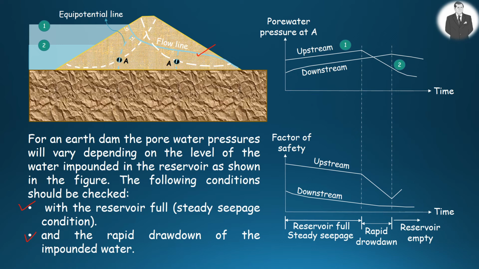Notice that the figure shows pore pressure increases at point A on both sides, and the second figure shows the corresponding factor of safety. As the pore pressure increases, the factor of safety decreases. The lowest factor of safety is obtained when the water level in the reservoir drops suddenly from level 1 to level 2.